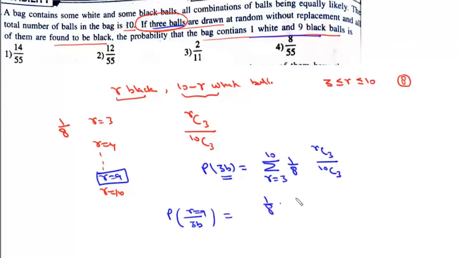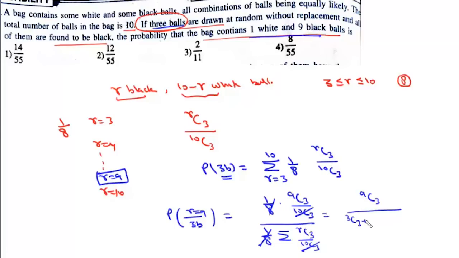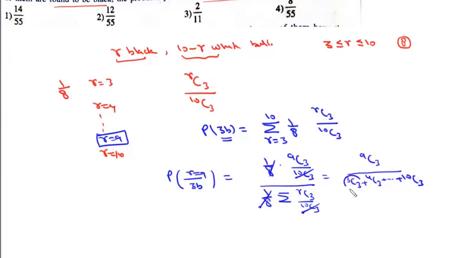So this probability that R is 9, given that the 3 balls are black, it is given by this case: 1 by 8 into 9C3 upon 10C3 divided by 1 by 8 into this summation RC3 upon 10C3. Now 1 by 8 will cancel, 10C3 will also cancel. So we'll get this as 9C3, and here it will be 3C3 plus 4C3 up to 10C3. Now we can write this 3C3 as 4C4. Now in the same R differs by 1, so it will be 5C4. Next one will be 6C4. So finally it will be this 11C4. So this required probability will be 9C3 upon 11C4.